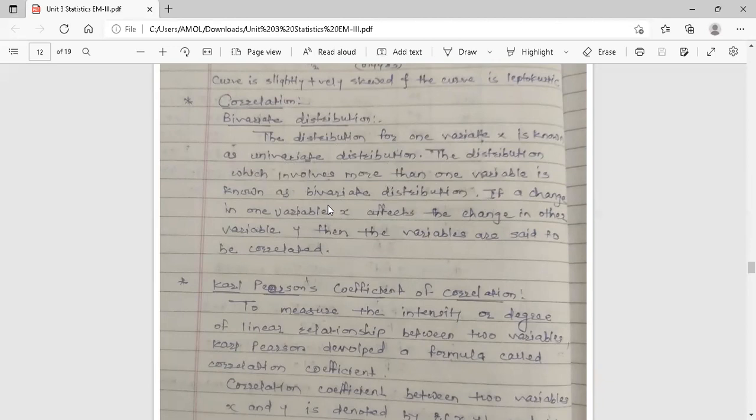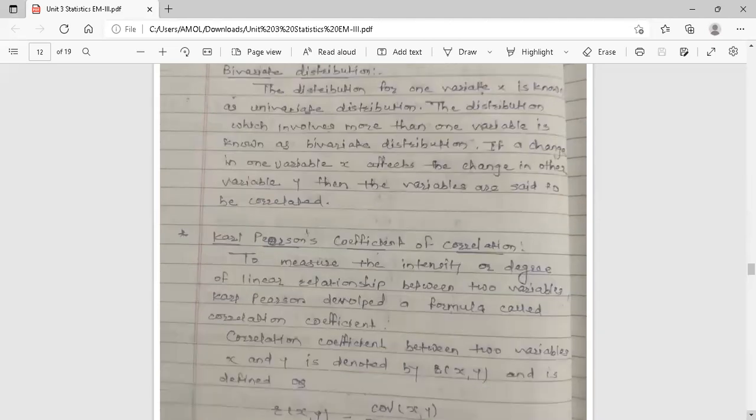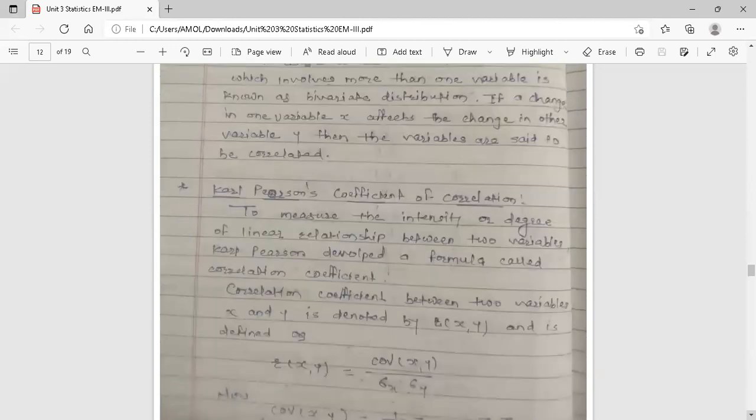Univariate means there is a single variable x. If a change in one variable x affects the change in another variable y, then the variables are said to be correlated. There is a mutual relation between the 2 variables, then we say they are correlated. Okay. Now to measure the correlation between 2 variables, there is one formula called the Karl Pearson coefficient of correlation. Karl Pearson invented it, so the name is Karl Pearson coefficient of correlation.